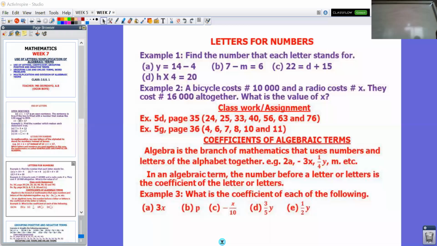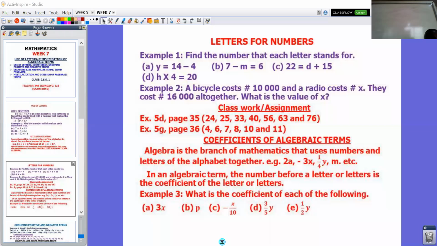So let's look at it. Find the number that each letter stands for. A, y equals 14 minus 4. What will be your y? The second question, 7 minus m is equal to 6. Then the next one, 22 equals d plus 15. Then question D, h times 4 equals 20. What's our h? So quickly put that down.